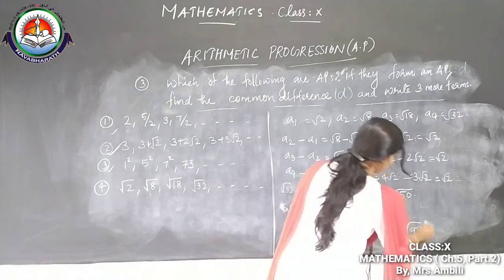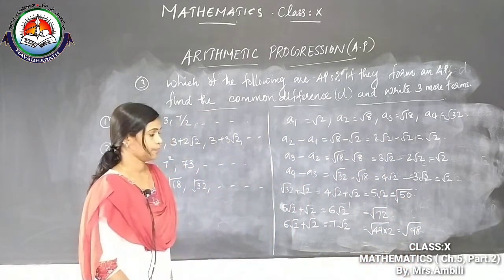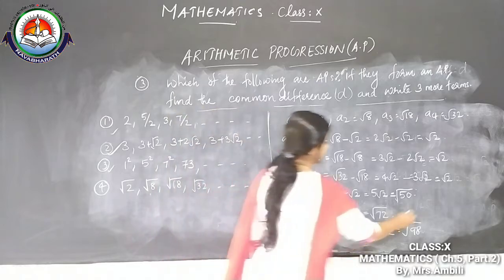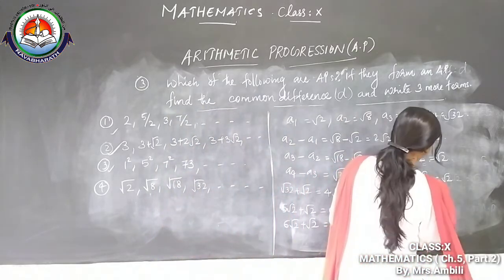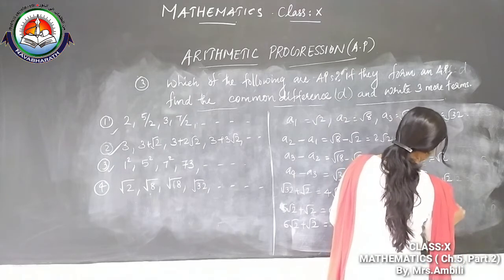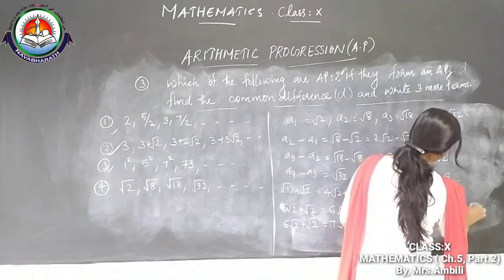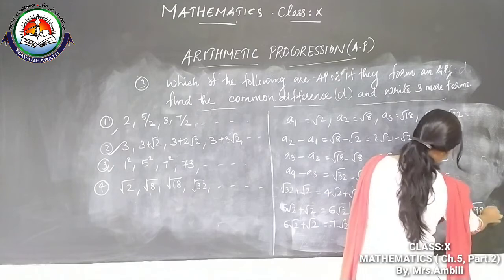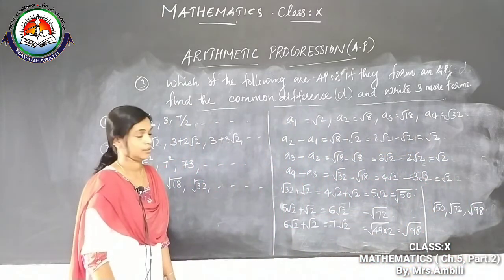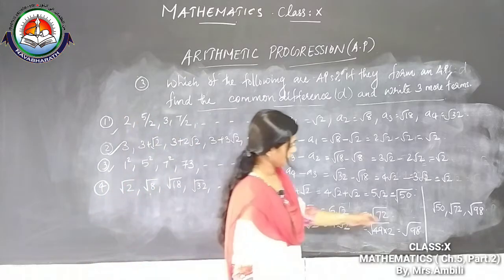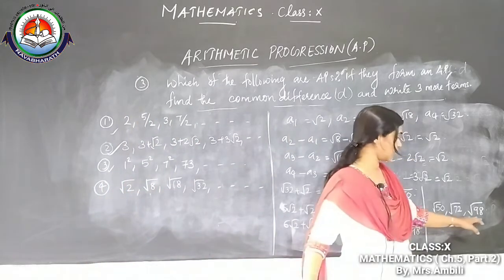Root 98. Okay, so what are the next 3 terms? What we got? Root 50, root 72 and root 98. Okay. Clear? So what are the terms? Root 50, root 72 and root 98.